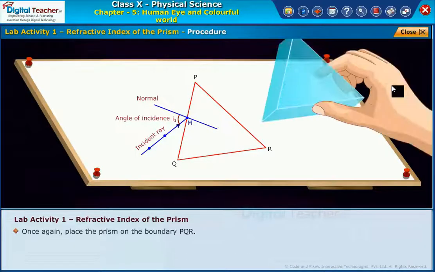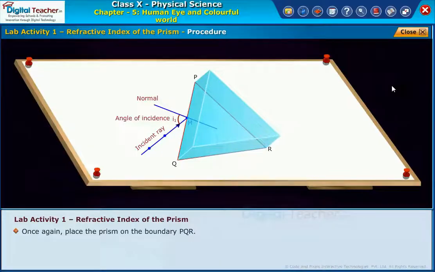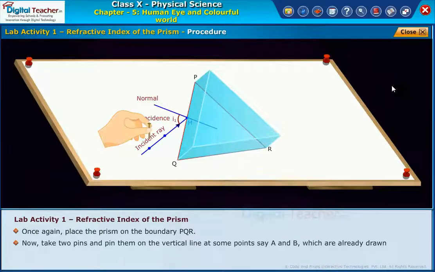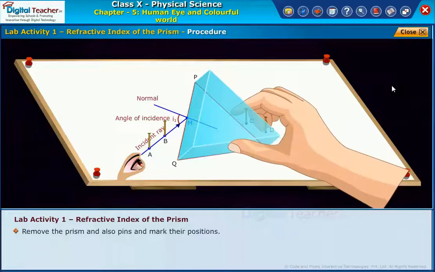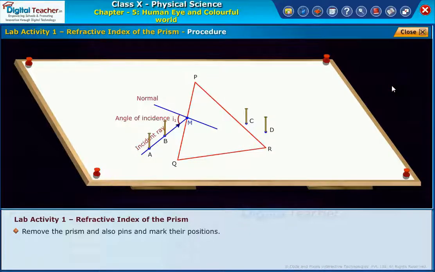Once again, place the prism on the boundary PQR. Now take two pins and pin them on the vertical line at some points, say A and B, which are already drawn. Looking to the other side, fix two more pins at some points, say C and D, in such a way that all the four pins appear to be in the same line. Remove the prism and also the pins and mark their positions.